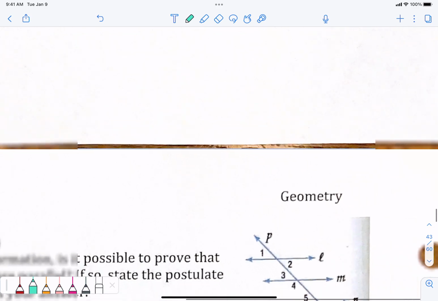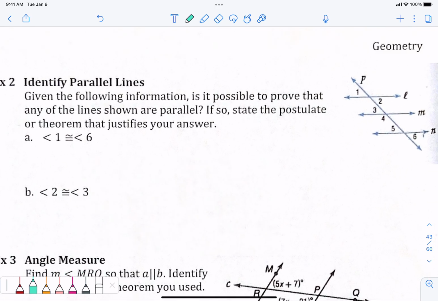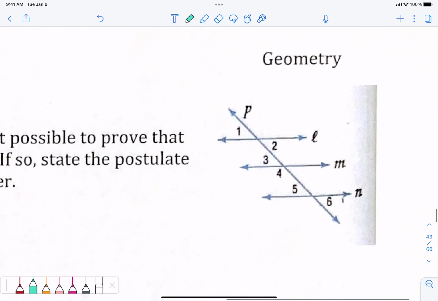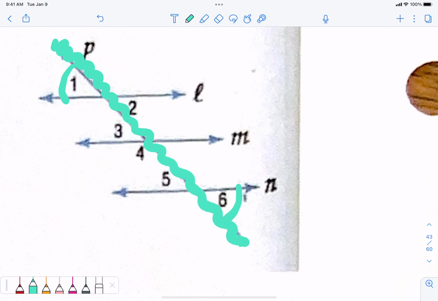So let's do some examples. Here we go. We're looking at this diagram over here, and it says, given the following information, is it possible to prove that any of the lines are parallel? If so, state the postulate. So they're telling me that angle 1 is congruent to angle 6. Angle 1 is here. It's congruent to angle 6. This is my transversal that's going between.